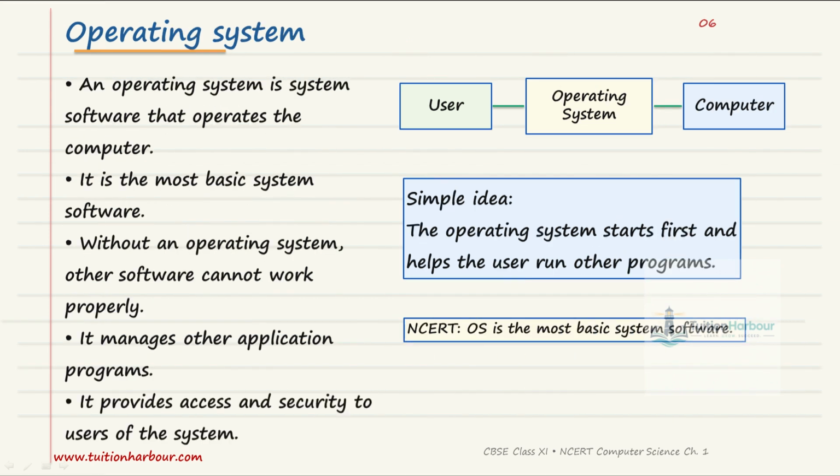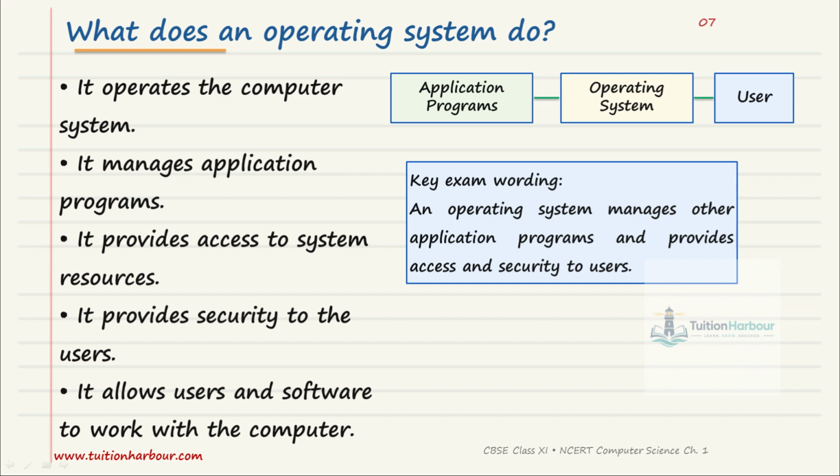An operating system is system software that operates the computer. It is the most basic system software. Without an operating system, other software cannot work properly. The operating system manages application programs. It provides access to users and gives security to the system. It helps the user, software, and computer work together.